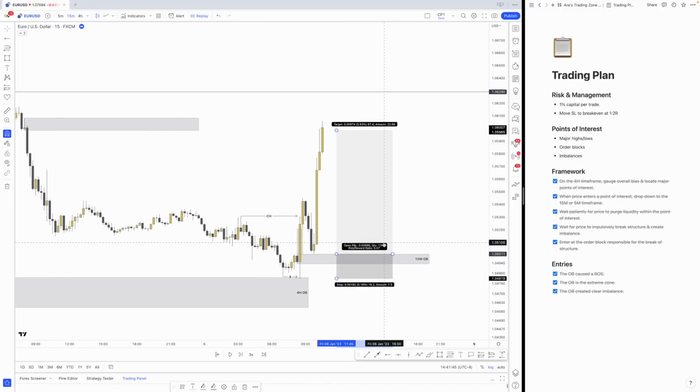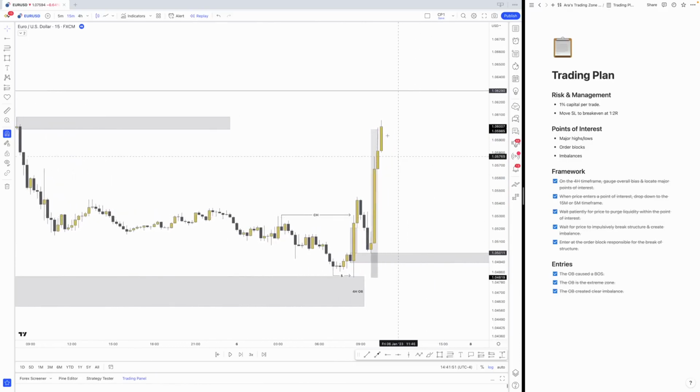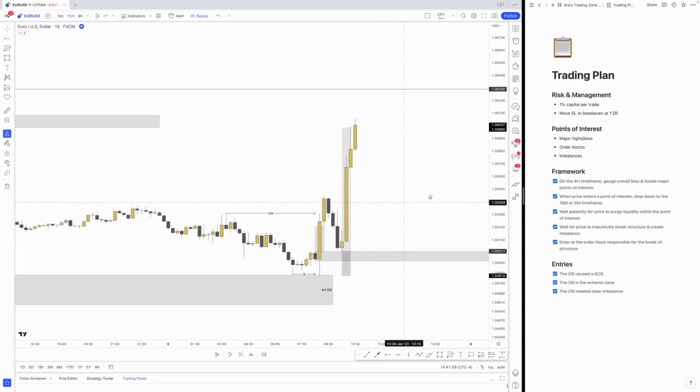Okay, so that was very fast. And you can see the true precision of this as well. Yeah, and take profit was hit. So just within three 15-minute candles, this trade was to completion.